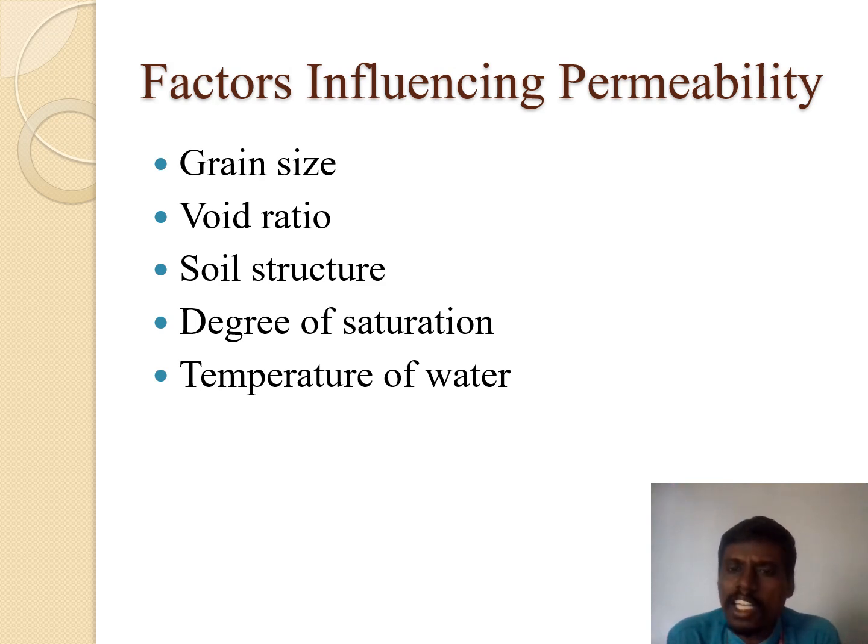Next, what are the factors to be considered for the permeability of soil? The first thing is grain size. For example, if the grain size is larger, the voids are larger, so the water can easily percolate into the soil, and the coefficient of permeability will be higher. Void ratio is the same case. If it has a high void ratio, that means e max, the voids are maximum, so the water easily percolates into the soil and the coefficient of permeability is also high.